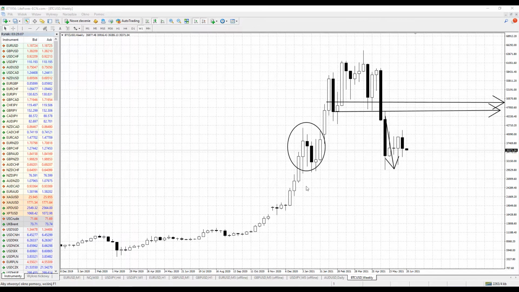The next level of possible demand when it comes to the candlestick charts was the lower shadows over here, very close to 30,000.